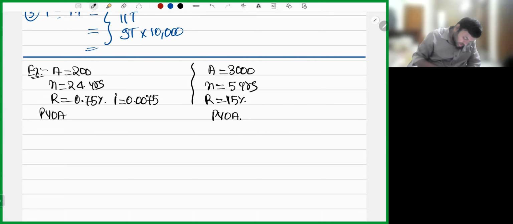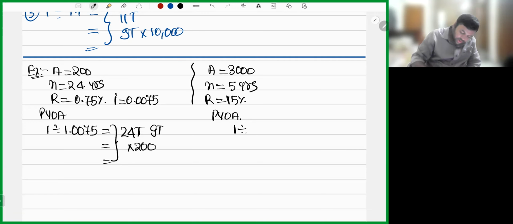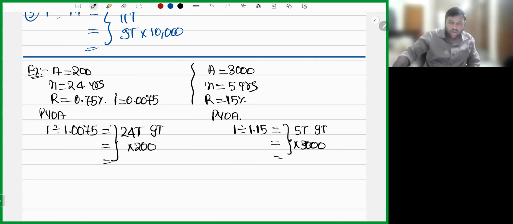First case, 1 divided by 1.0075 equal to symbol 24 times, grand total into 200. In the second case, 1 divided by 1.15 equal to symbol 5 times, grand total into 3,000. Go ahead and solve these two, my dear friends. Pause the video, solve it, and then check your answer.